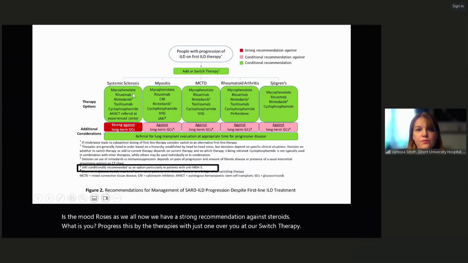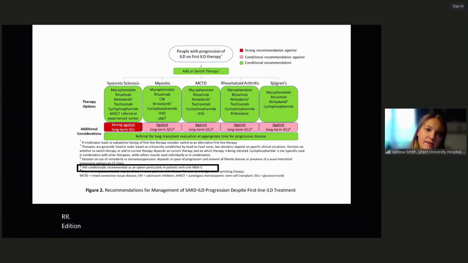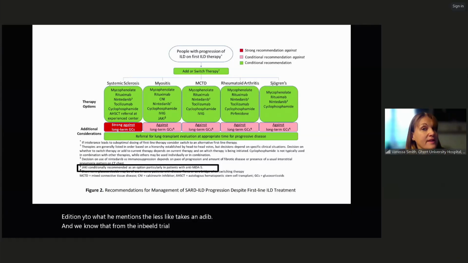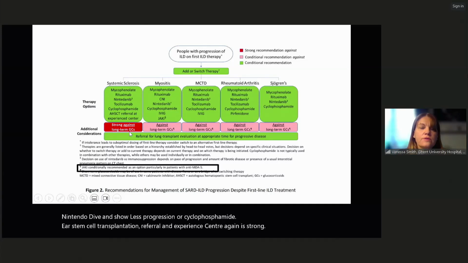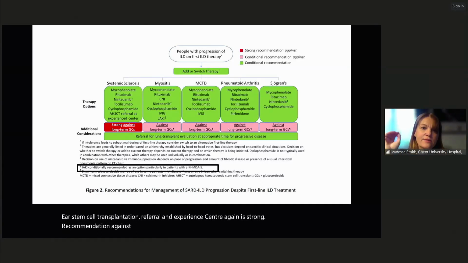The therapy options in systemic sclerosis are, additionally to what I mentioned on the last slide, nintedanib. And we know that from the ILD trial in which patients with progressive ILD got nintedanib and showed less progression. Or cyclophosphamide, or stem cell transplantation referral at an experienced center. Again, a strong recommendation against long-term steroids. The only moment I did add steroids in progressive ILD in systemic sclerosis patients is when there's a clear overlap with, for example, an anti-Yo antibody.